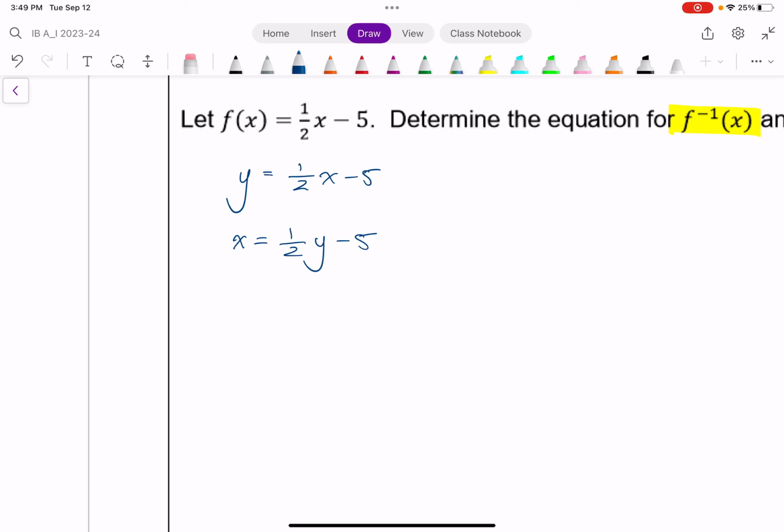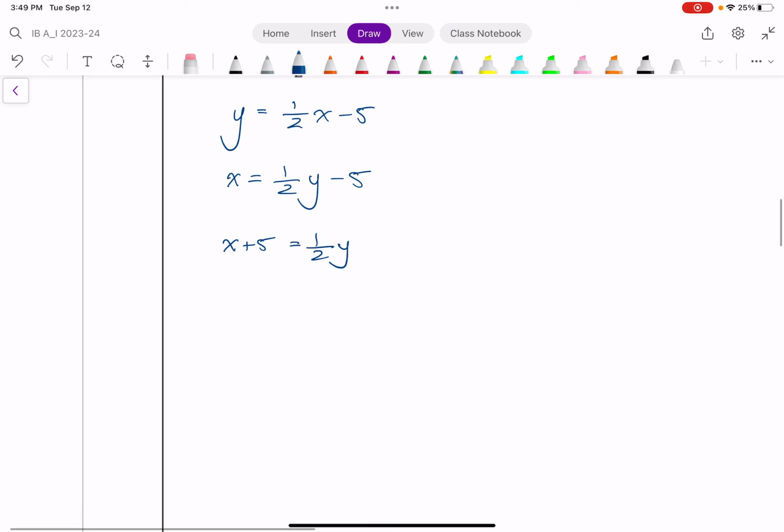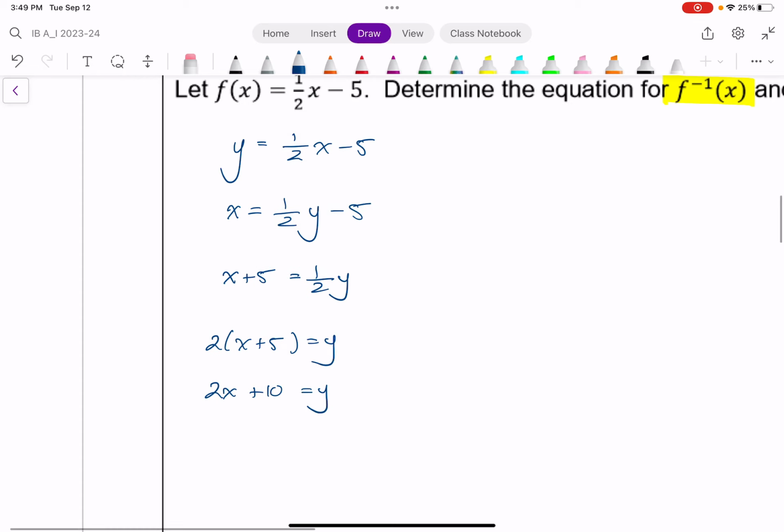Pretty quick, 2 steps. I can add 5 to both sides. I get x plus 5 equals 1/2 y. Almost done. To get y by itself, I want to multiply both sides by 2, so I want to double everything. I can write this either as 2 times (x plus 5) equals y, or I can distribute it out: 2x plus 10 equals y. Either way, it's all the same thing.